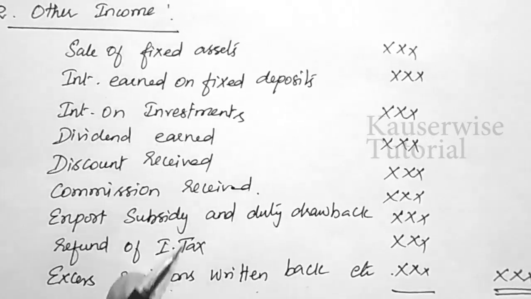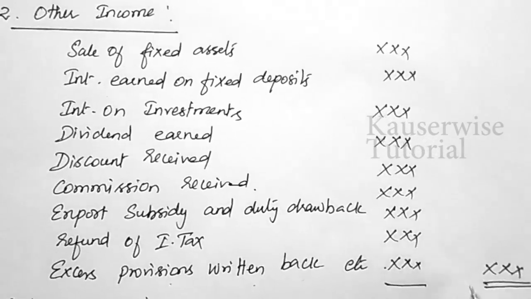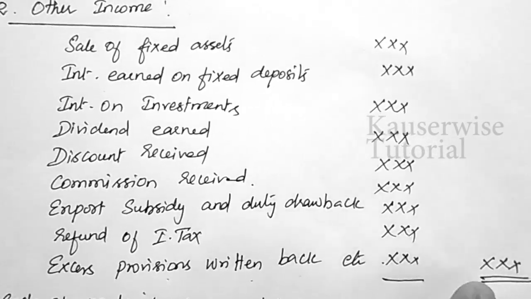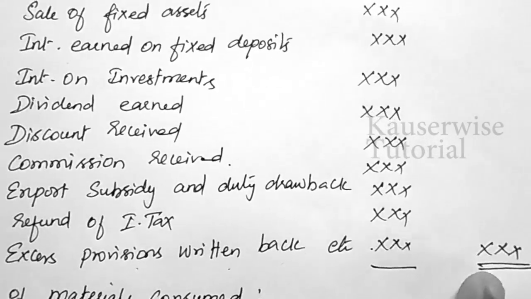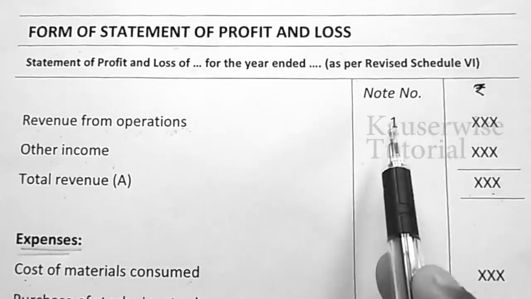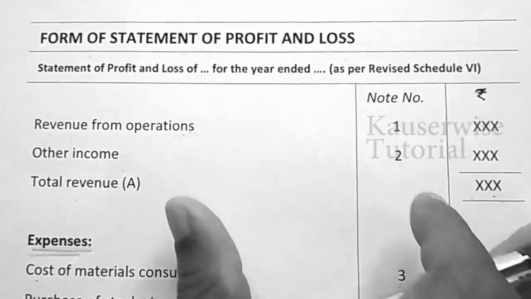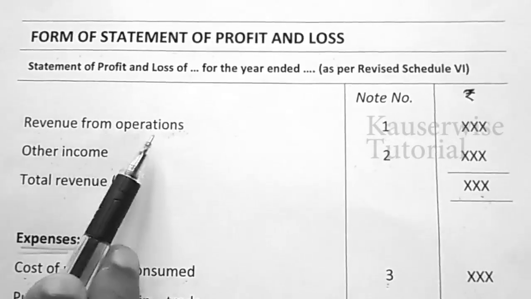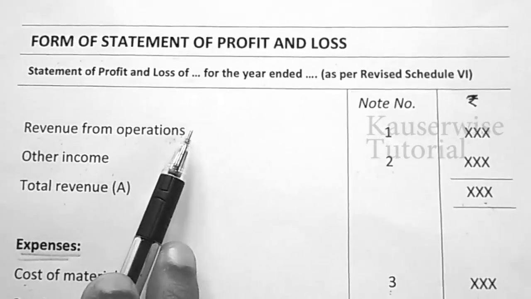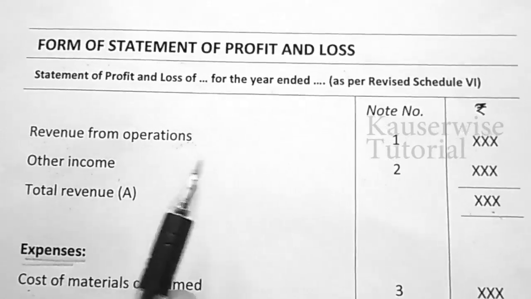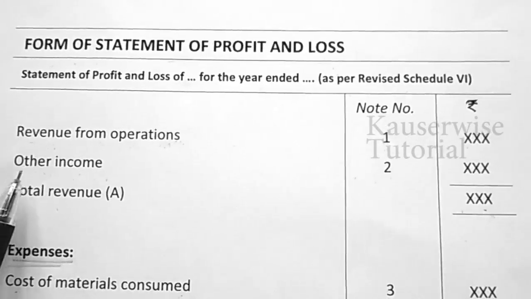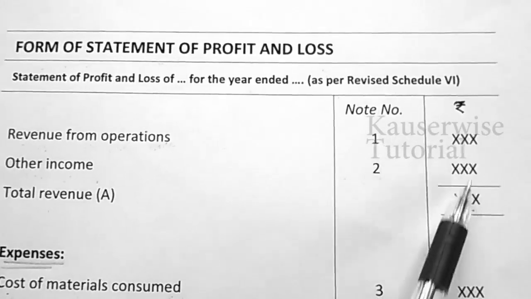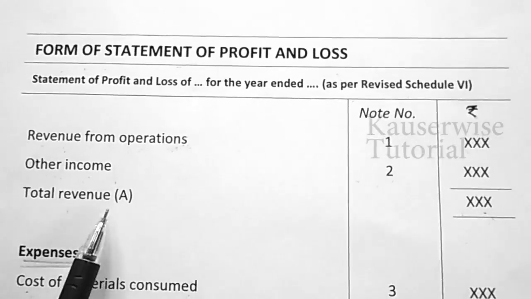So this will be recorded in the working note number 2. And after finding the total other income, this will be recorded in the statement of profit and loss. These are the two things which come under receipt, that is income. First one is revenue from operations, meaning the main source of income, and apart from the main source, if the company earned any other income, that will be recorded under other income. Both will be added and the total revenue will be called A.